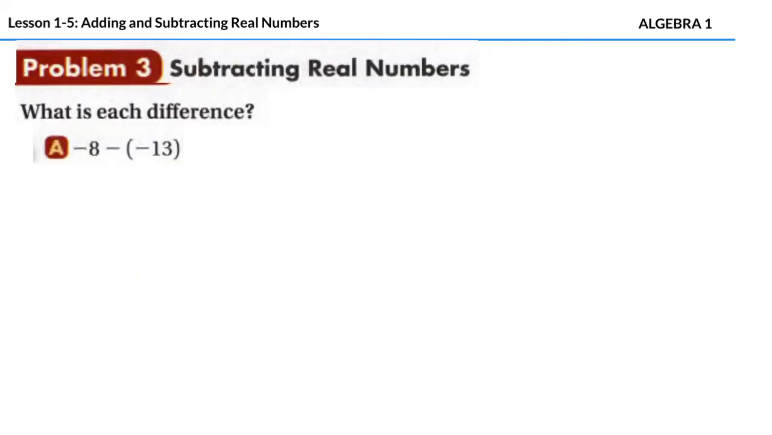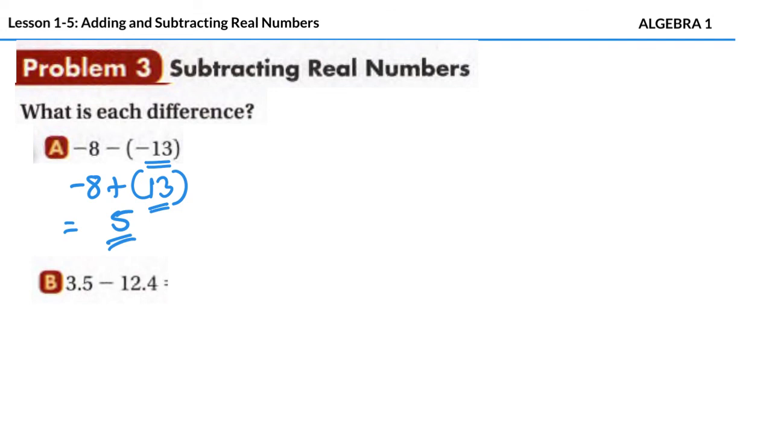Okay, let's try this. What is each difference? Meaning subtracting two real numbers. We already know the method. When you want to subtract two real numbers, keep the first number as it is, add the opposite of the second number. What is the opposite of negative 13? It's positive 13. And now we know how to add two numbers with different signs. We subtract them and we put the bigger number's sign. So 13 minus 8 is 5. And the sign of this is going to be positive because the 13 is a positive number. Great. Let's move on to the next one.